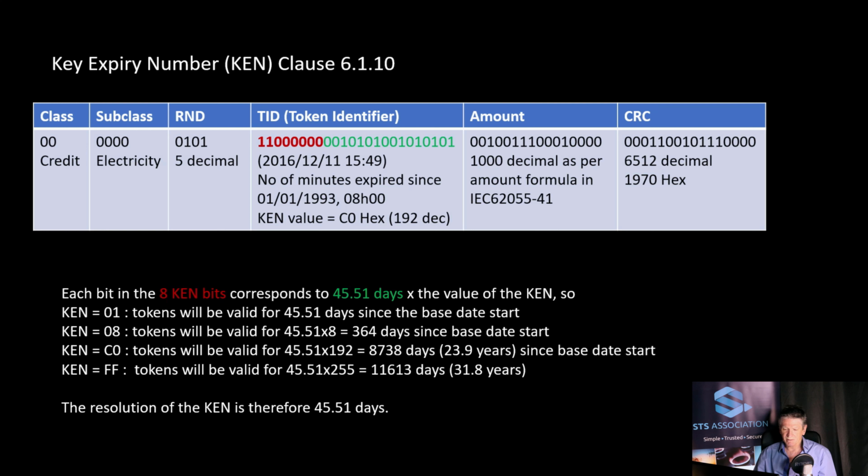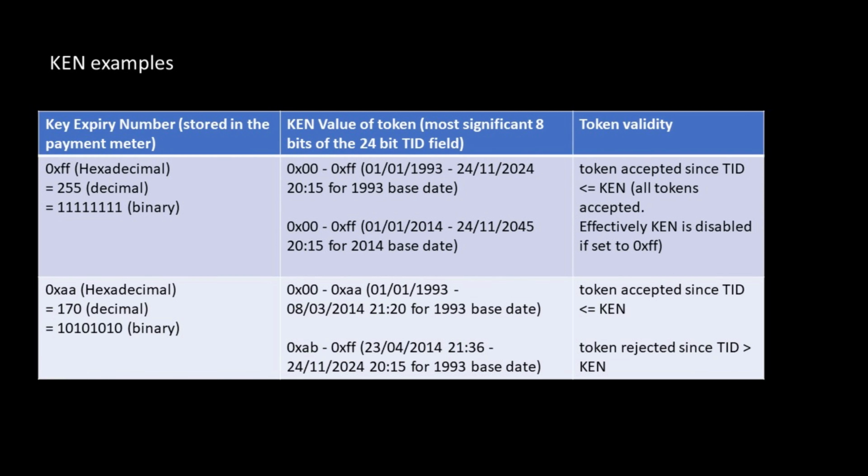For a Ken value of FF, the tokens will be valid for 45.51 times 255, which is 11613 days, or 31.8 years. This means that the TID has a maximum value of 31.8 years. The resolution of the Ken is therefore 45.51 days, and this is how the key expiry number is used. Let's have a look at some key expiry number examples.